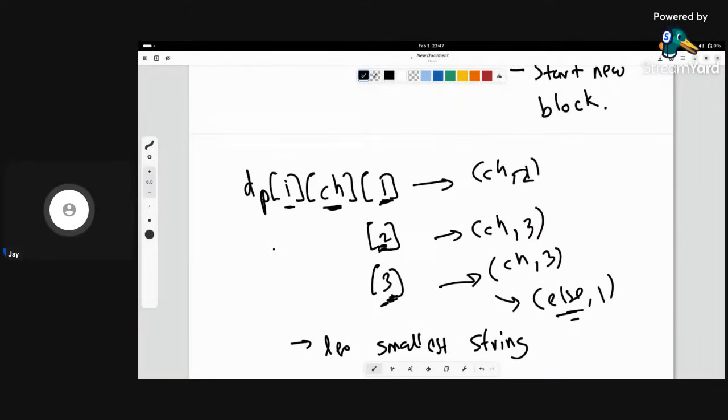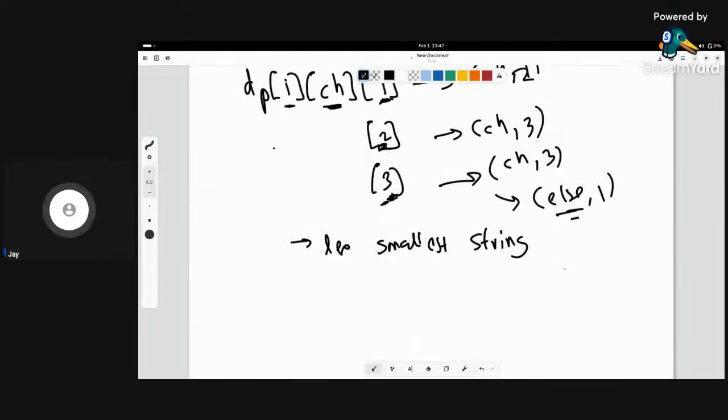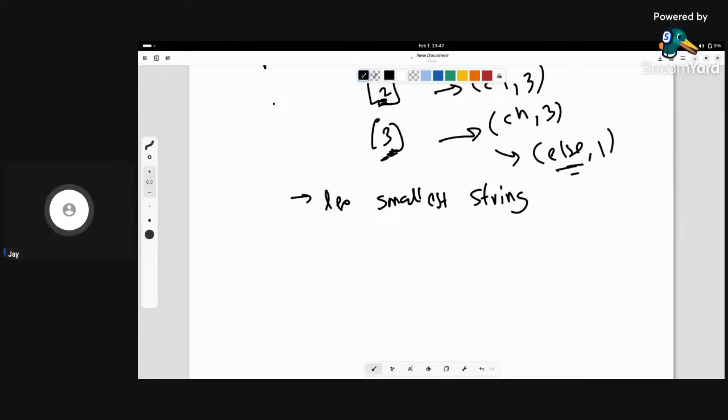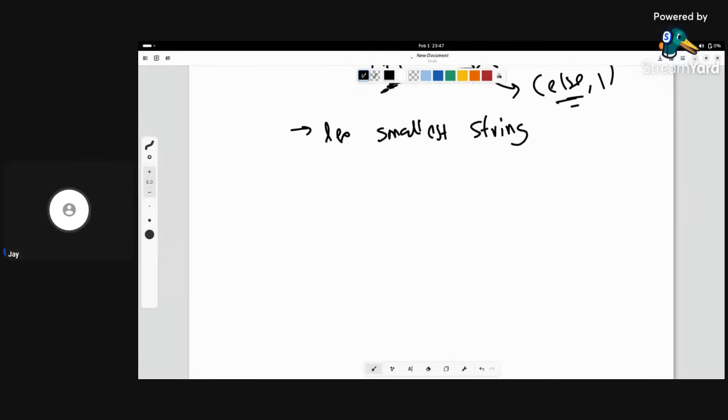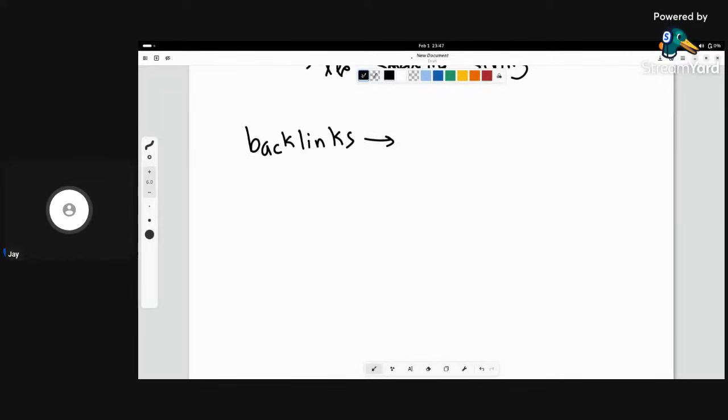Now, that would have worked if we just wanted one number which said what is the minimum cost, but we need the smallest string. So we basically need to construct that string. How do we do that? How do we construct that string? Now there's something called backlinks. This concept is basically that in dynamic programming, what are you doing in dynamic programming?